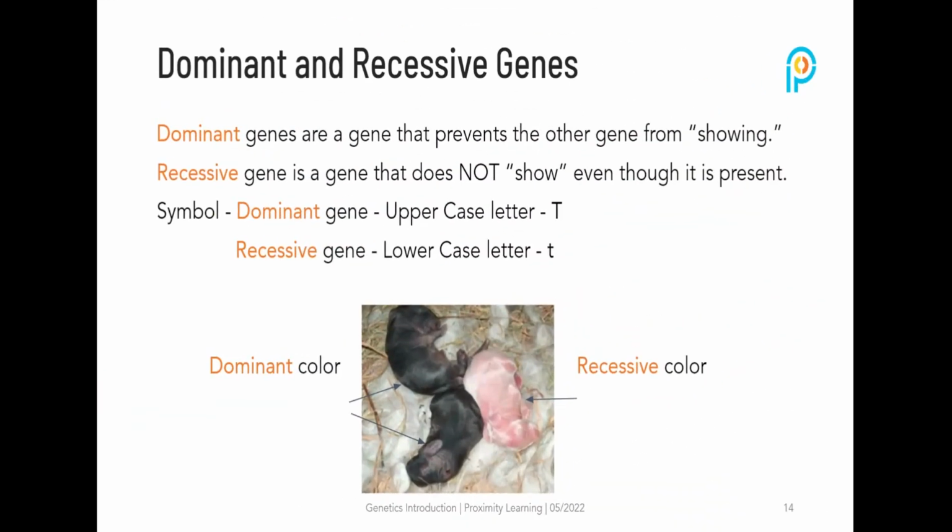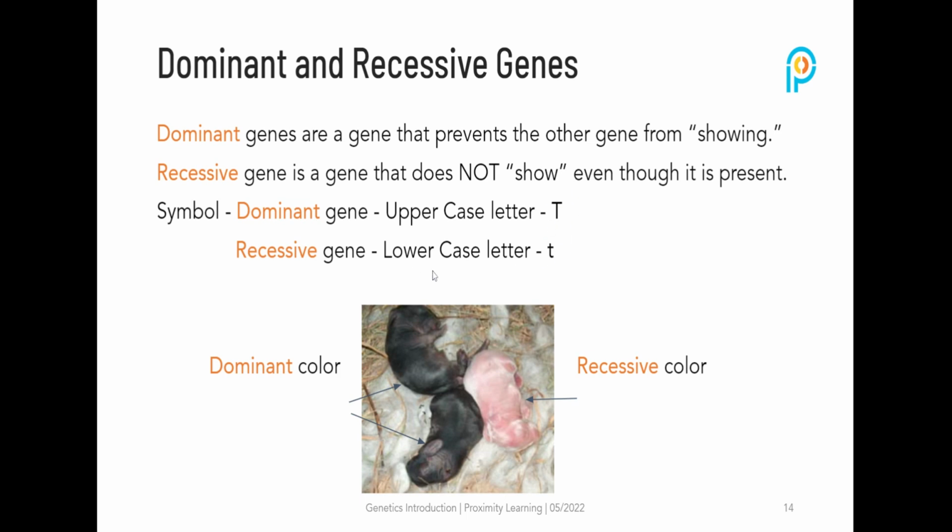Okay, let's go a little bit further with this. Dominant and recessive genes. When you think if someone's dominant, they're in control. Okay, so a dominant gene is a gene that prevents the other gene from showing. They dominate over the recessive gene. So the recessive gene is a gene that does not show, even though it's present. It's there, but it's being dominated by the dominant. You always represent the dominant gene with an uppercase letter. It is dominant. It dominates.